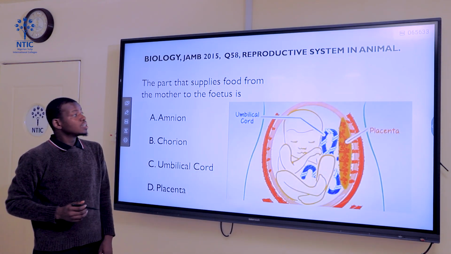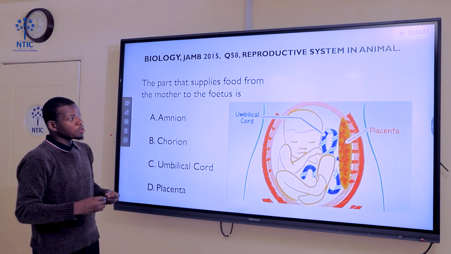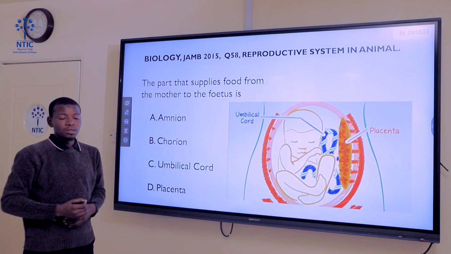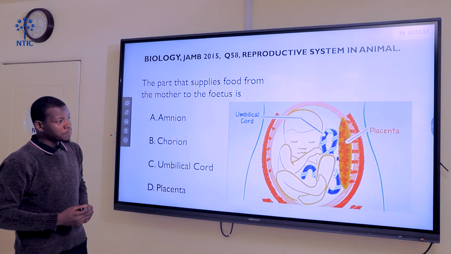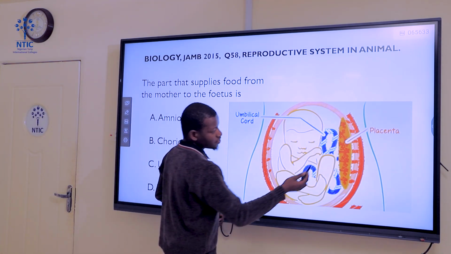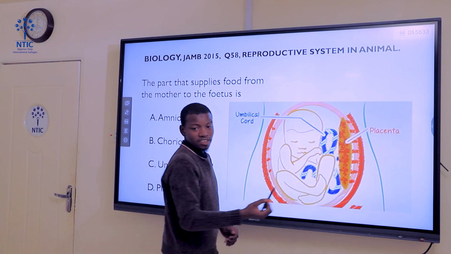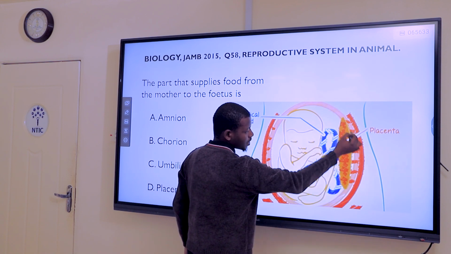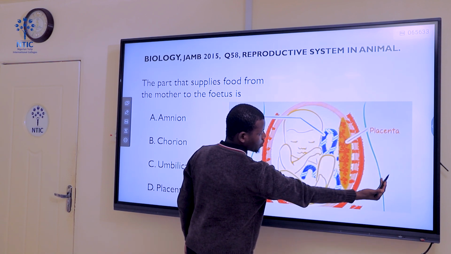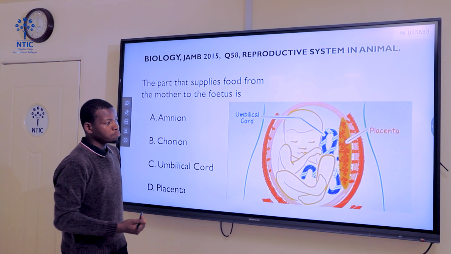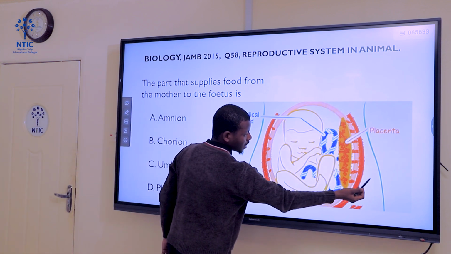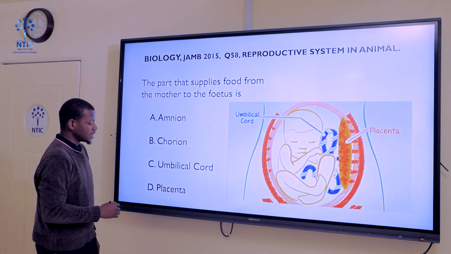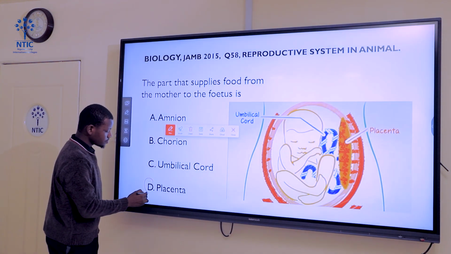Question 58. The part that supplies food from the mother to the fetus is dash. A. Amnion, B. Chorion, C. Umbilical cord, and D. Placenta. The part that supplies nutrients and removes waste product from the body of the fetus is the placenta. It's the one that connects the mother to the baby, and blood does not move from the mother's body into the baby's body. So the correct answer here is placenta.